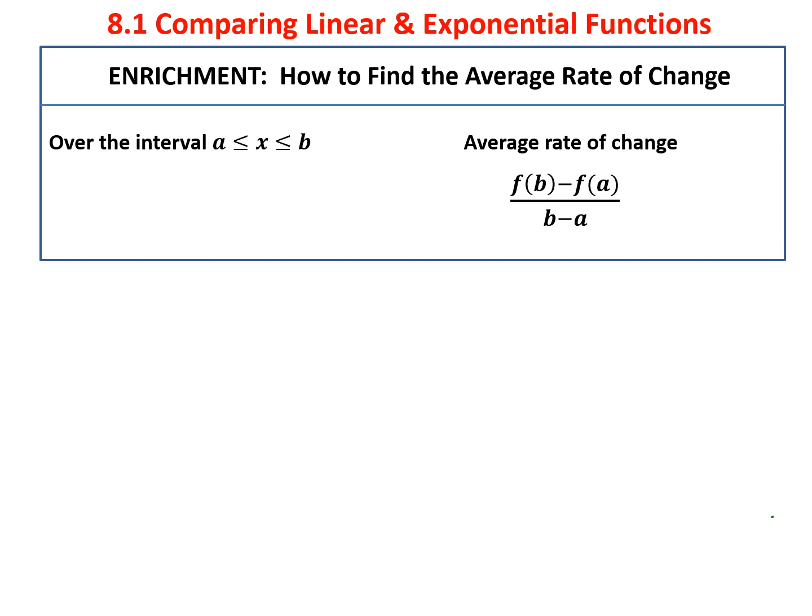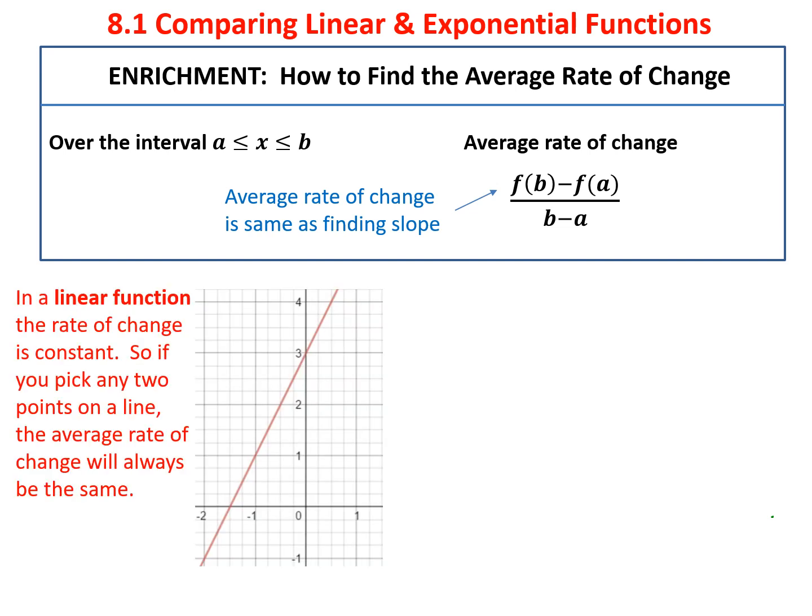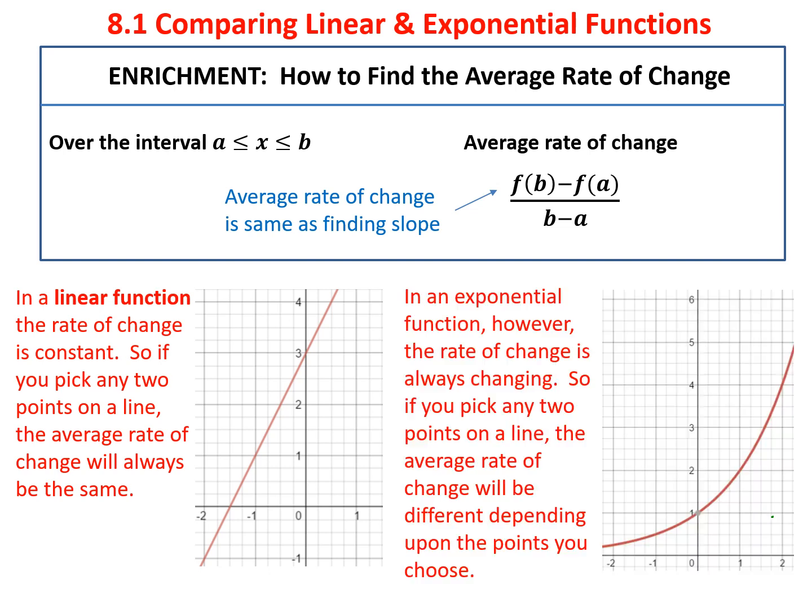All right, we want to talk a little bit at the end of this lesson about average rate of change. We saw in our vocabulary before, over the interval x is between a and b, the average rate of change is the function at value b minus the function at value a, divided by b minus a. The average rate of change is a lot like finding the slope. Now when we have a linear function, the rate of change is constant. No matter where I pick along the line, if I pick any 2 points, the average rate of change will always be the same.